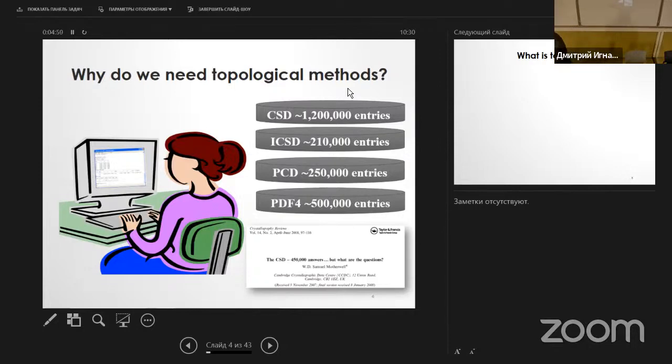At that time, which was more than 10 years ago, the Cambridge Structural Database contained just less than 500,000 structural data answers from nature, let's say, because any experiment gives us some answer from nature. But now the Cambridge Structural Database contains more than 1 million experimental results, but again, we have no real questions. We cannot formulate these questions to nature, and topological methods can help us to do this.